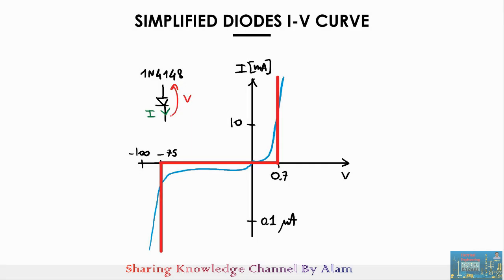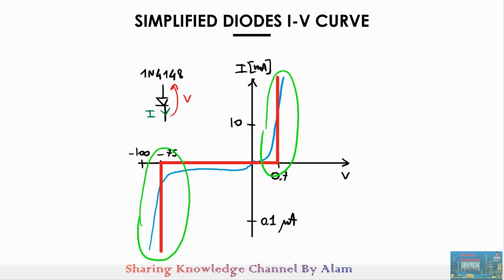In this chart, we represent in blue the original real IV curve for the diode, and in red the equivalent simplified curve. As you can see, we've gone from the real curve to the simplified one by doing two things. Number one, all the parts of the curve where the current was either rising or falling fast with the voltage have been replaced with a vertical line. For example, here and here, you can see that the simplified model uses a vertical line.